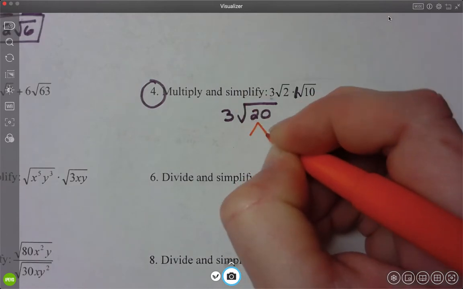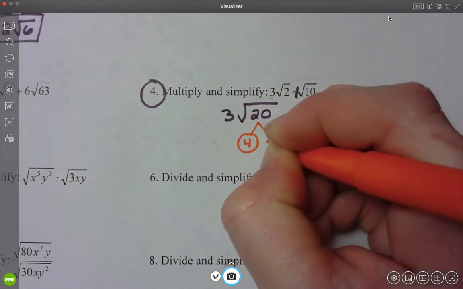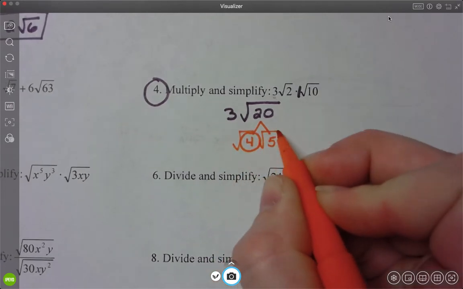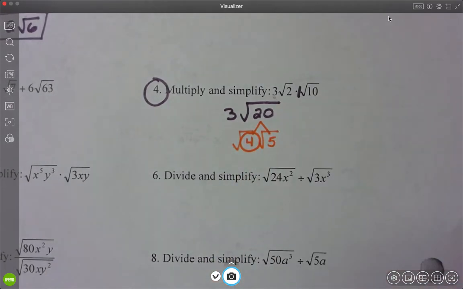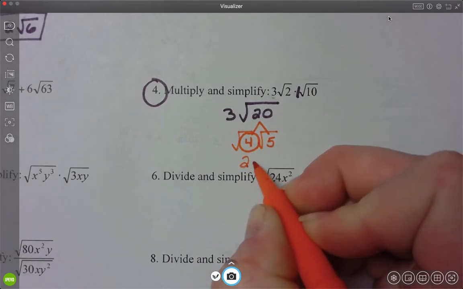So what's a number that goes into 20 that I can take the perfect square root of? And that is 4 and 5. Okay, so if I take the square root of 4 times the square root of 5, that will give me the square root of 20, right? The square root of 4 is 2. The square root of 5 stays as the square root of 5, okay?